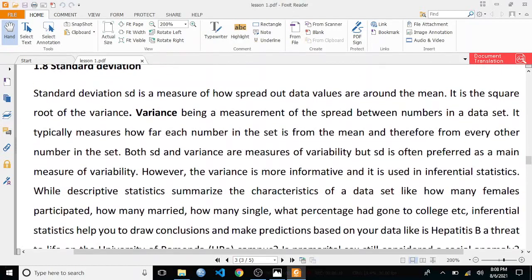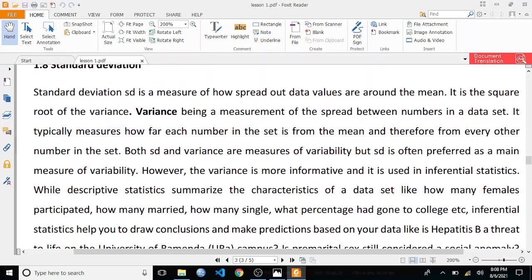Now, what is standard deviation? It is a measure of how spread out data values are around the mean. It is the square root of the variance. Now, what is variance? Variance is a measurement of the spread between numbers in a data set. It typically measures how far each number in the data set is from the mean, and therefore from every other number in the set. Both standard deviation and variance are measures of variability. The standard deviation is often preferred as the main measure of variability. However, the variance is more informative and it is used in inferential statistics.